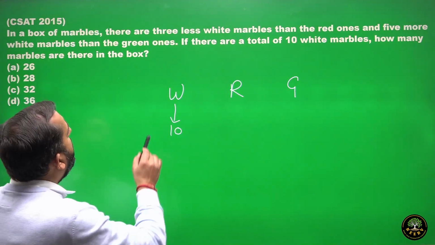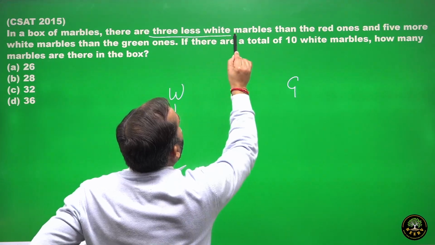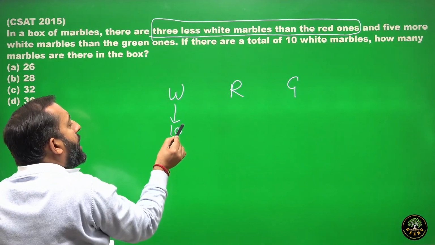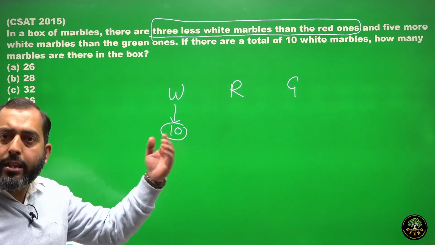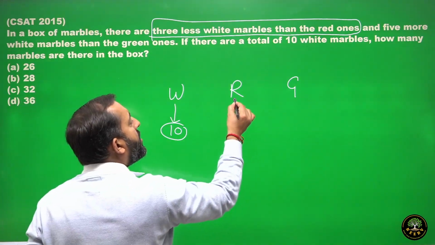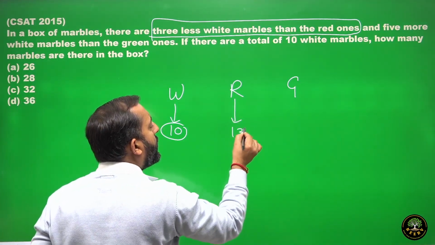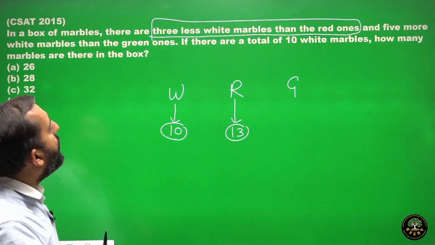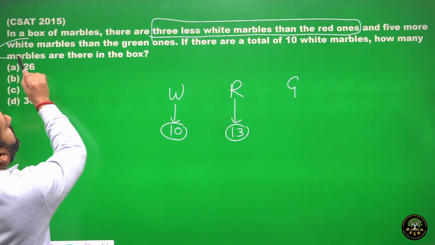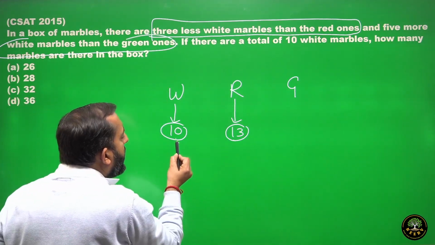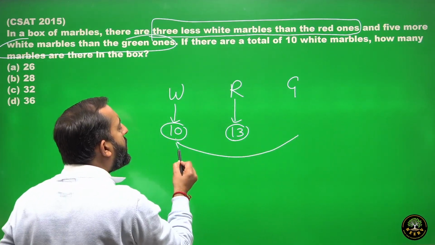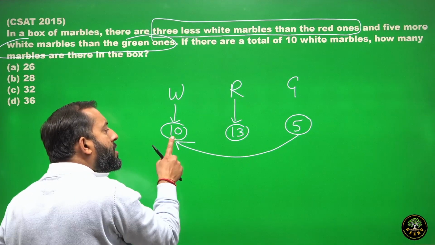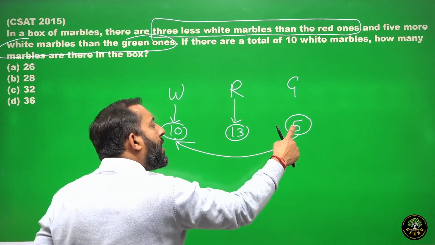Now it is given 3 less white marble than red one. So this 10 is 3 less than the red one. So obviously number of red one should be 13 because 10 is 3 less than 13. Next, 5 more white marbles than the green ones. So this 10 is 5 more than the green. So which means green one should be 5 because 10 is 5 more than 5.